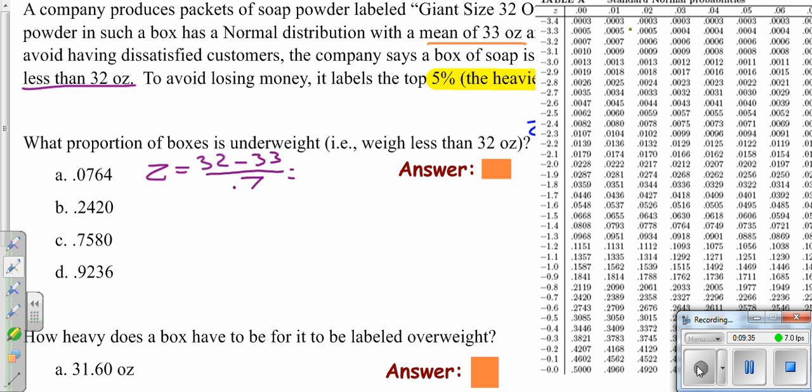Sorry about that. I just realized I messed it up when I did my division. It should be a negative 1.43 in this case. So we need to find that on our table. And we're looking for what's less than that. Remember, what's less than is always what our table tells us. So what we have right here is our answer that we're looking for.